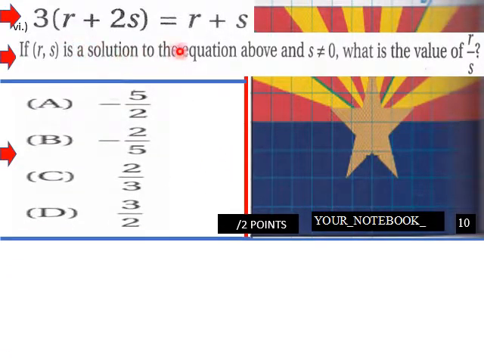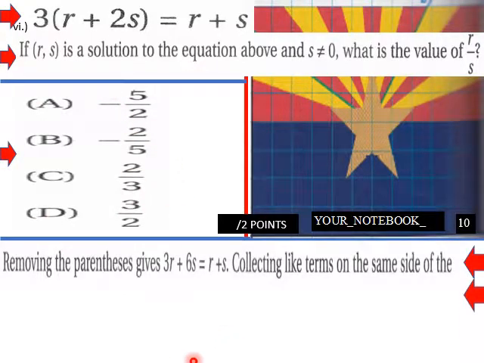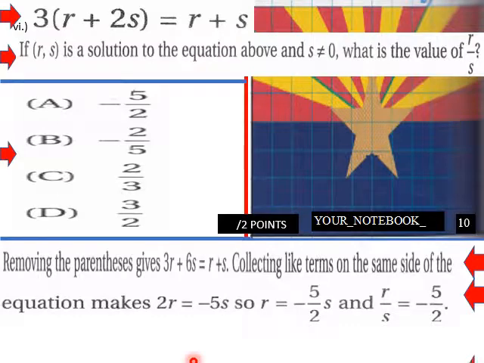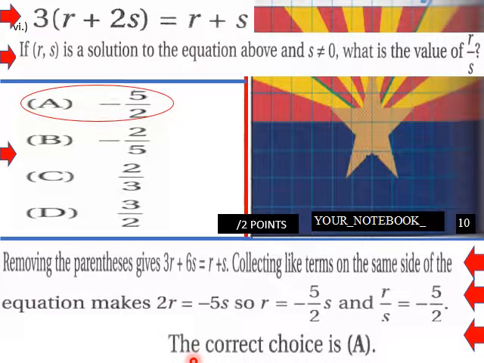So 3 times r plus s, r plus 2s equals r plus s, and s cannot equal 0. What is the value of r over s? So here are our choices here. Removing parentheses, multiplying through, the correct choice is A here, negative 5 over 2. So we move to isolate our r here. r over s.